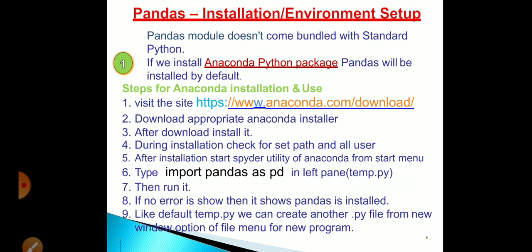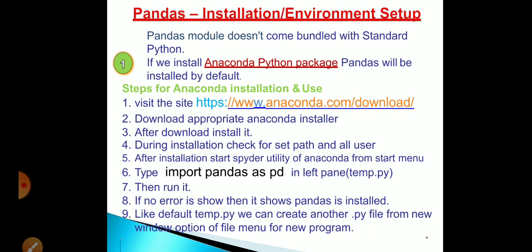So after installation, start the Spyder utility. From Jupyter also you can start your Python. Even simple Python is also stored there, you can see it. For that, pandas uses the NumPy package, so just install NumPy also. Okay, next type import pandas as pd, and run it. If you don't find any error, then it means your installation is correct. And if you find some error, then there might be some installation error. Just check it and install it again.